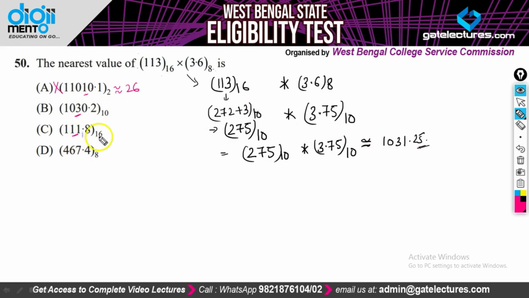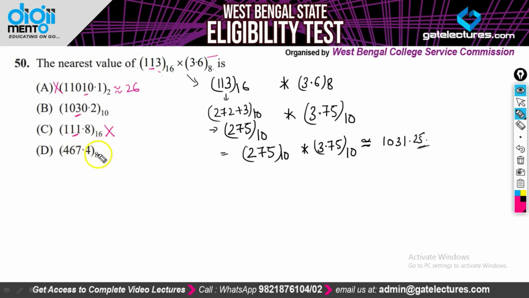Now look at C. It is in base 16 and this is 118.8. If you look at this, this is 113 in base 16, so this value is even smaller. Here we are going to multiply by something, so it will be bigger. So obviously this is clearly wrong, because our product will get a bigger value when multiplied by the other value, and this one is only 118.